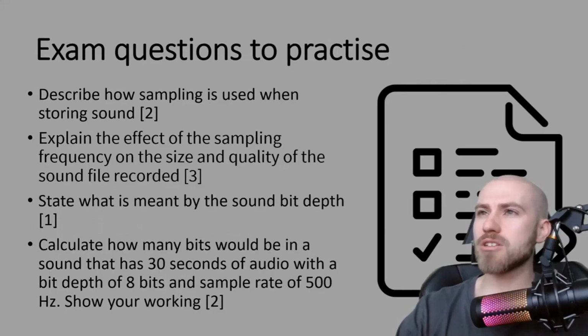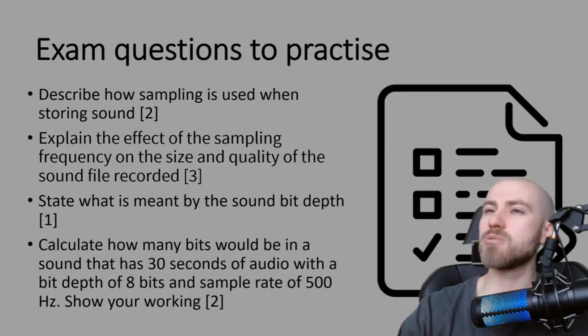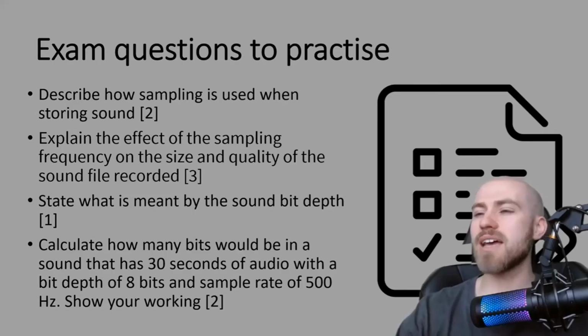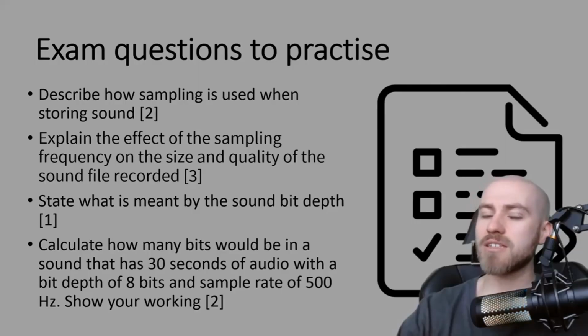So to finish with, we've got some example questions that you can practice. Describe how sampling is used when storing sound. Explain the effect of the sampling frequency on the size and the quality of the sound file recorded. State what is meant by the sound bit depth. And finally, calculate how many bits would be in a sound that has 30 seconds of audio with a bit depth of 8 bits and a sample rate of 500 hertz. Show your working.